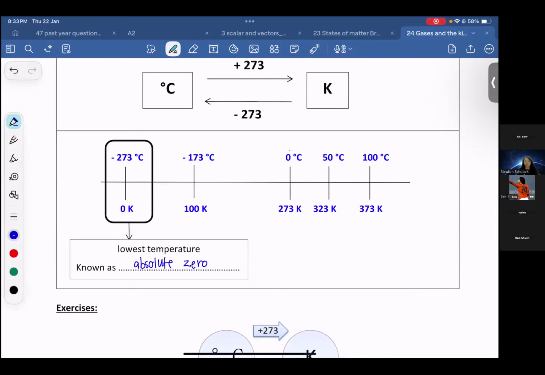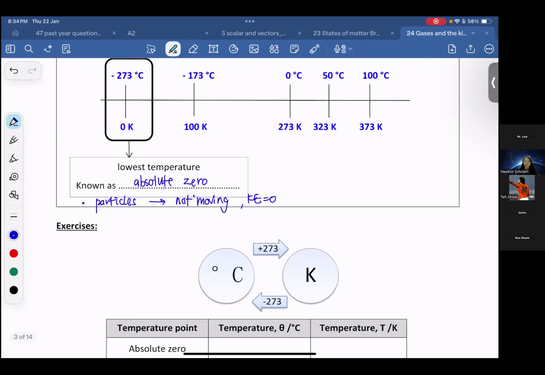So you don't think that 0 degrees Celsius is the lowest temperature. No, if you go to other countries in winter, we get negative values for the temperature. But the lowest temperature is negative 273 degrees Celsius. At this temperature, the particles are actually not moving. Their kinetic energy is 0. Then here, exercise.